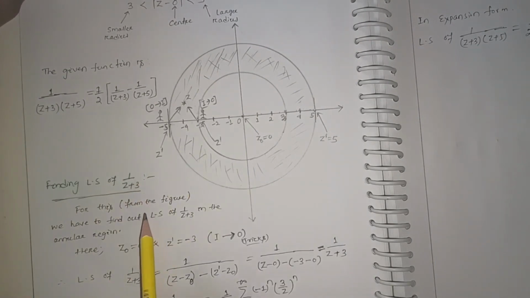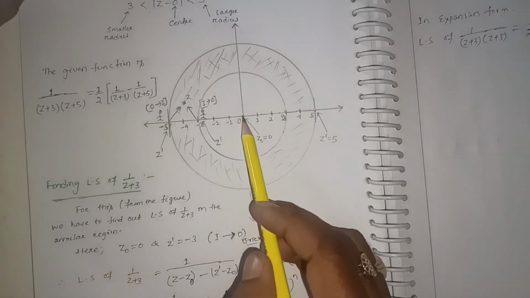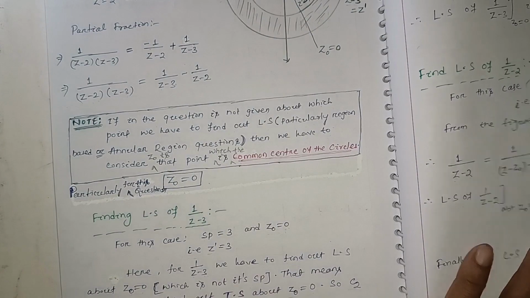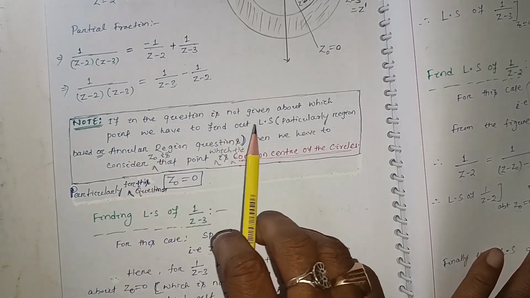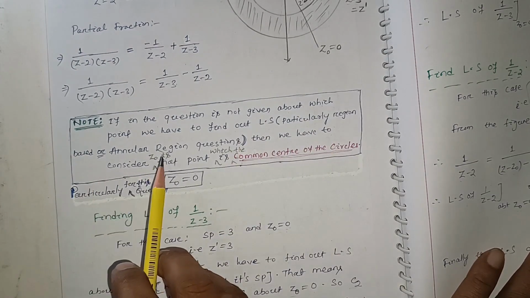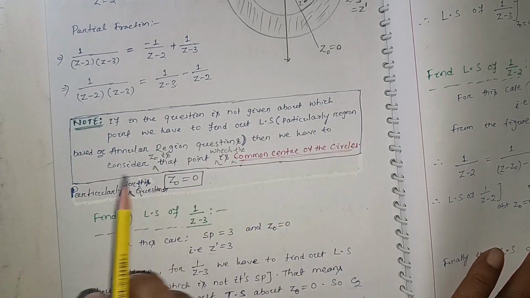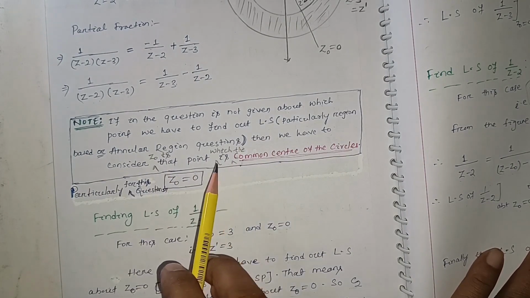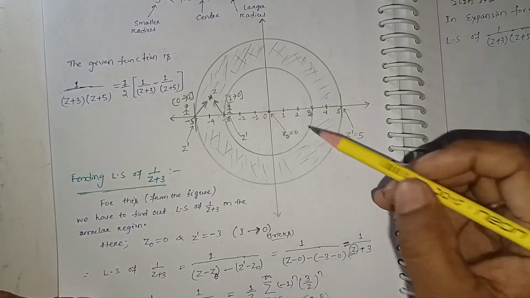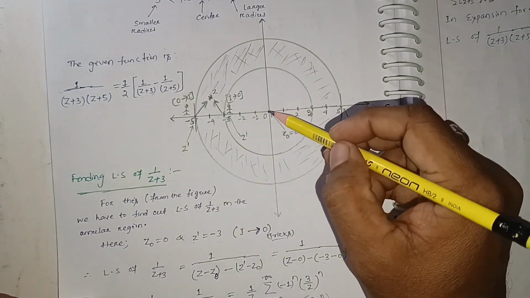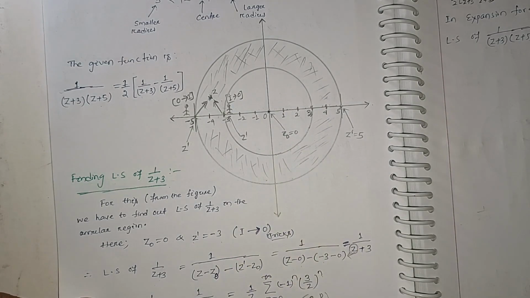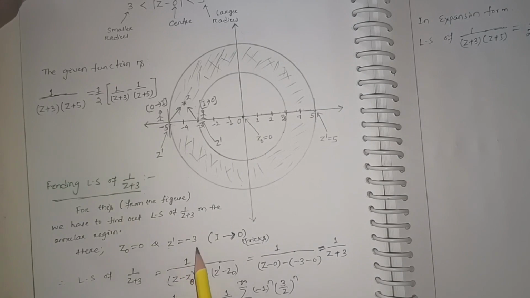From this figure you can see that z0 equals 0, because I told you previously that if the question does not say about which point we have to find the Laurent series, particularly in region based or annular region based questions, then we consider z0 as the point which is the common center of the circle or circles. Here the common center of these two circles is 0. Hence we consider z0 equal to 0. Z dash for this function is minus 3.